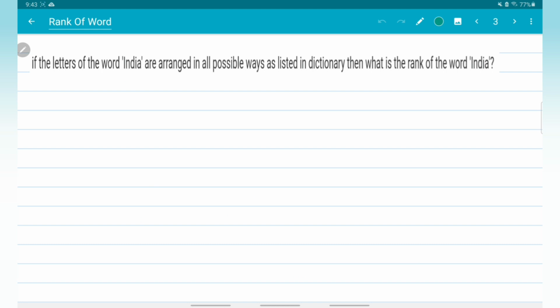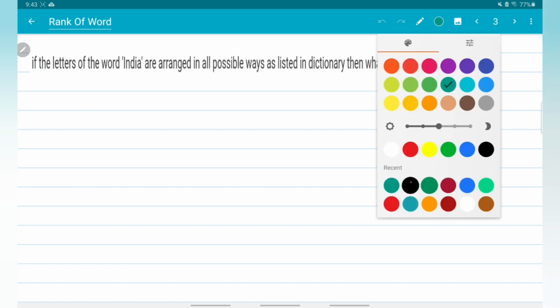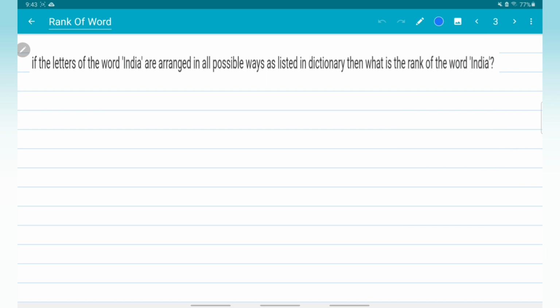So here I've got one more question with repetition, and in this question it says that if the letters of the word India are arranged in all possible ways as listed in dictionary, then what is the rank of the word India? Okay, so this time we have to find the rank of the word India. And India is also having repetition of the letter I. So again we are going to follow the same procedure which we followed for the previous one.